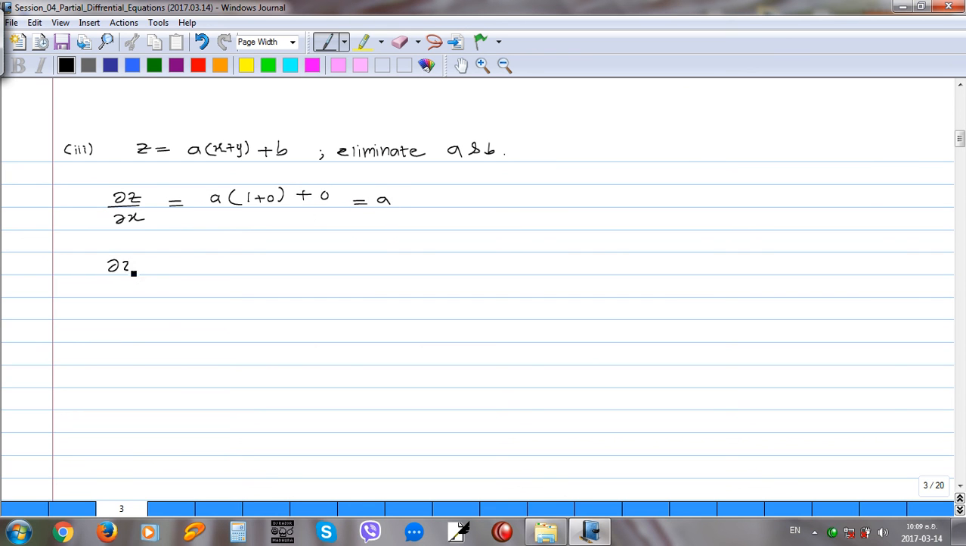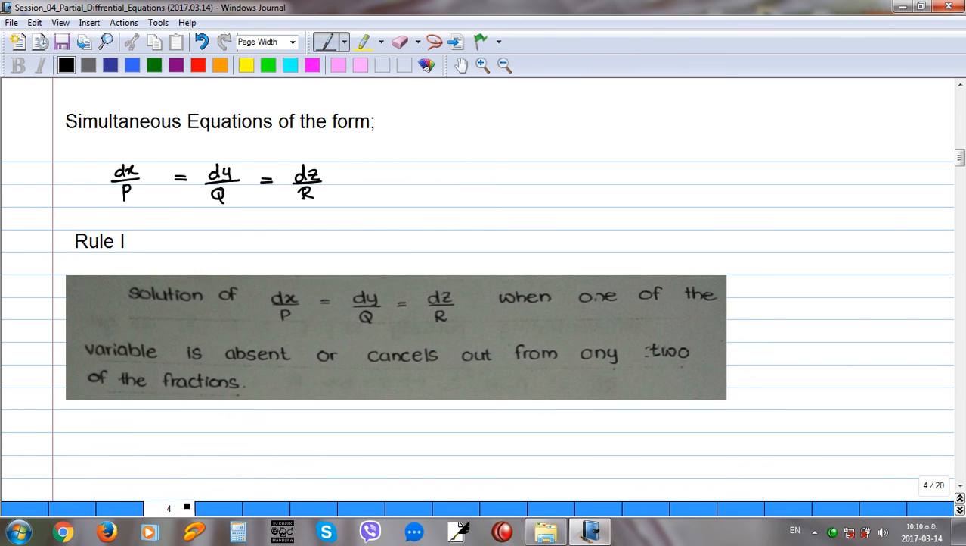Then I can differentiate with respect to y also. Here a is a constant, so 0 with respect to y, and this is also 0, so again it comes as a. Therefore we can easily write dz by dx equals dz by dy. This is a way of solving the partial differential equations by eliminating the arbitrary constants.